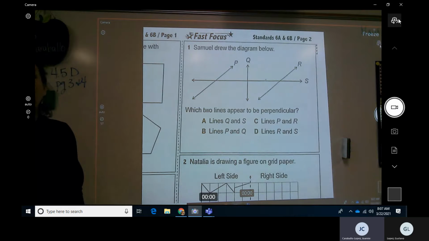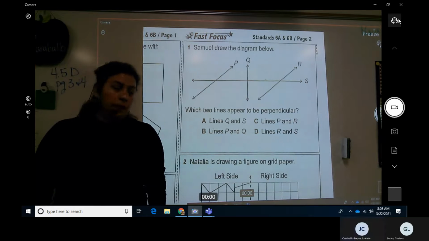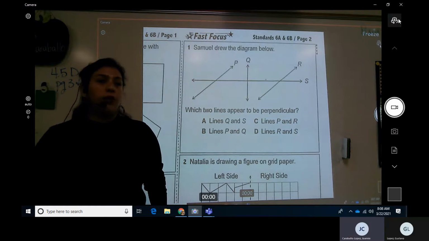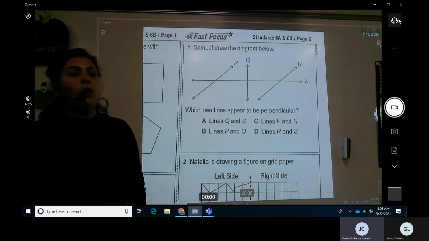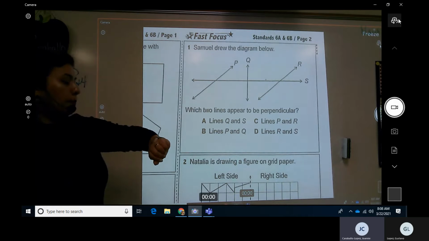What is the definition of perpendicular lines? What did we say? Huh? They make square corners. Excellent. Okay. So discuss with your group really quickly which one you think the answer is. Go ahead. Discuten con su grupo.